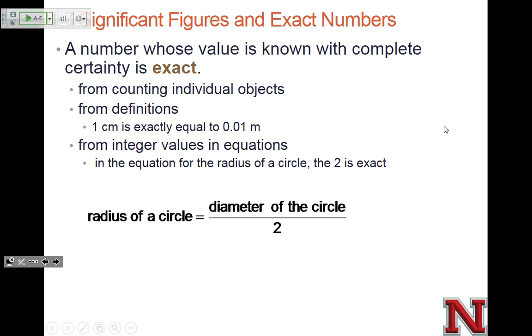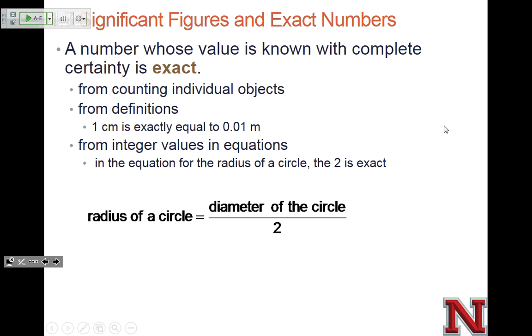Equations, for example, the radius of a circle equals the diameter of a circle divided by 2. This 2 does not have 1 significant figure. It has infinite significant figures because it's an exact number. So when we are adding and subtracting, we're not going to use that 2 to determine the amount of significant figures because we consider it having infinite significant figures.